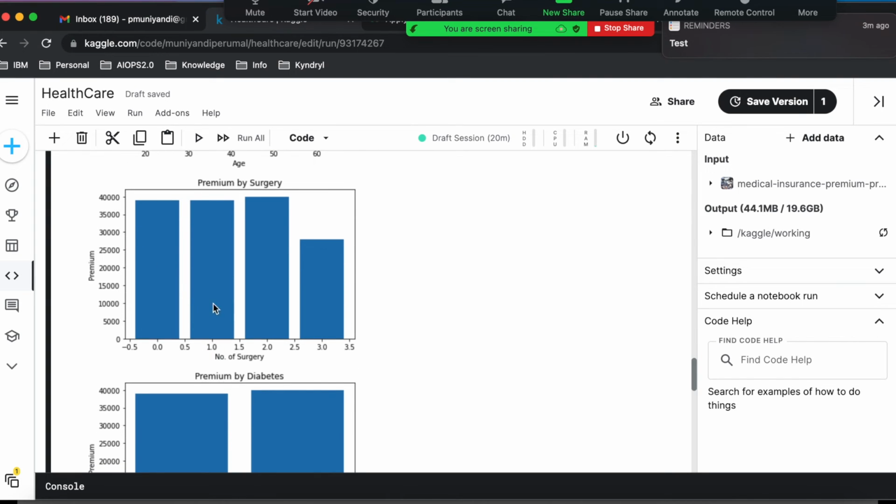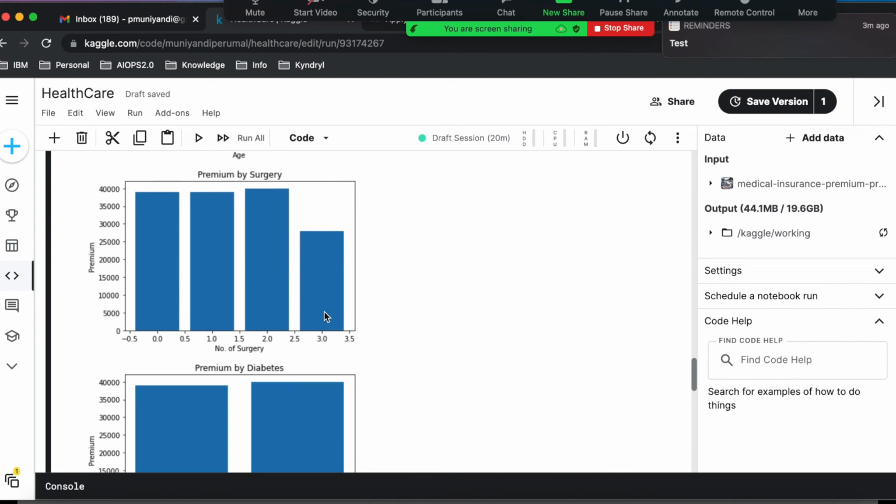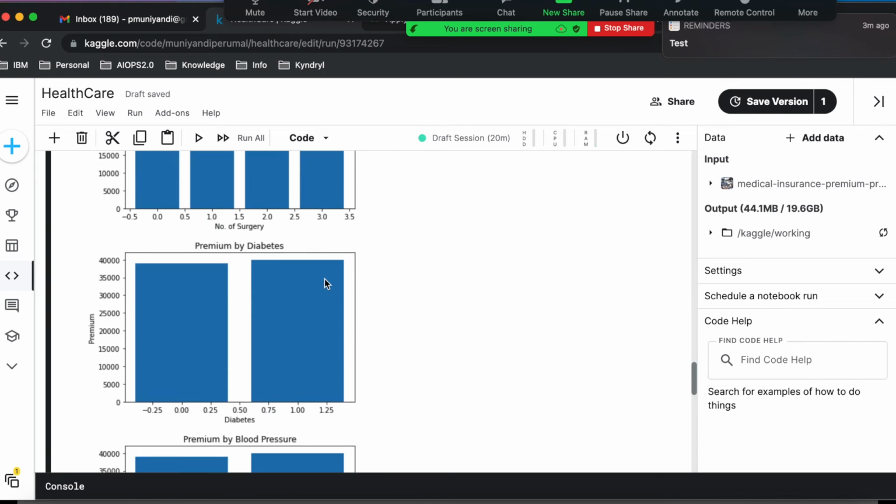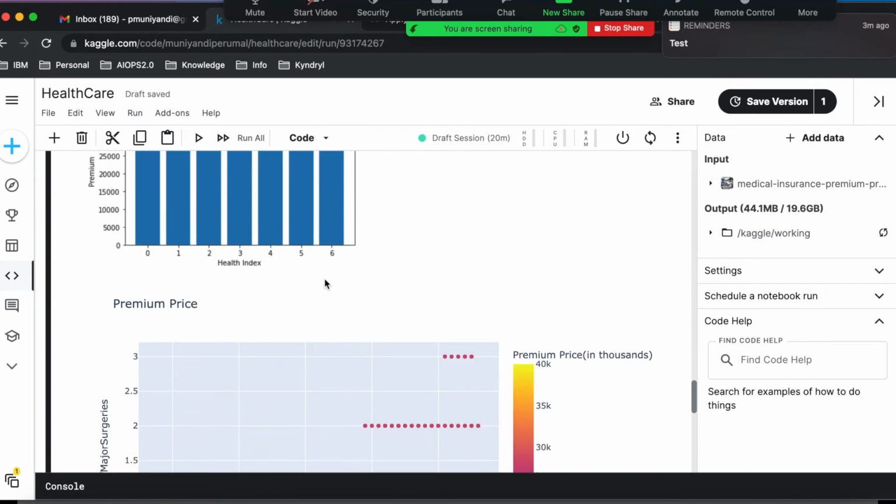Okay, the same thing, the relation between the number of surgeries. Actually speaking, the people who had more surgeries, I think they are more into the healthcare industry. The customer is more demanding, and then they paid a very low price. Okay, so these are the diabetics, and these are all the pie charts.